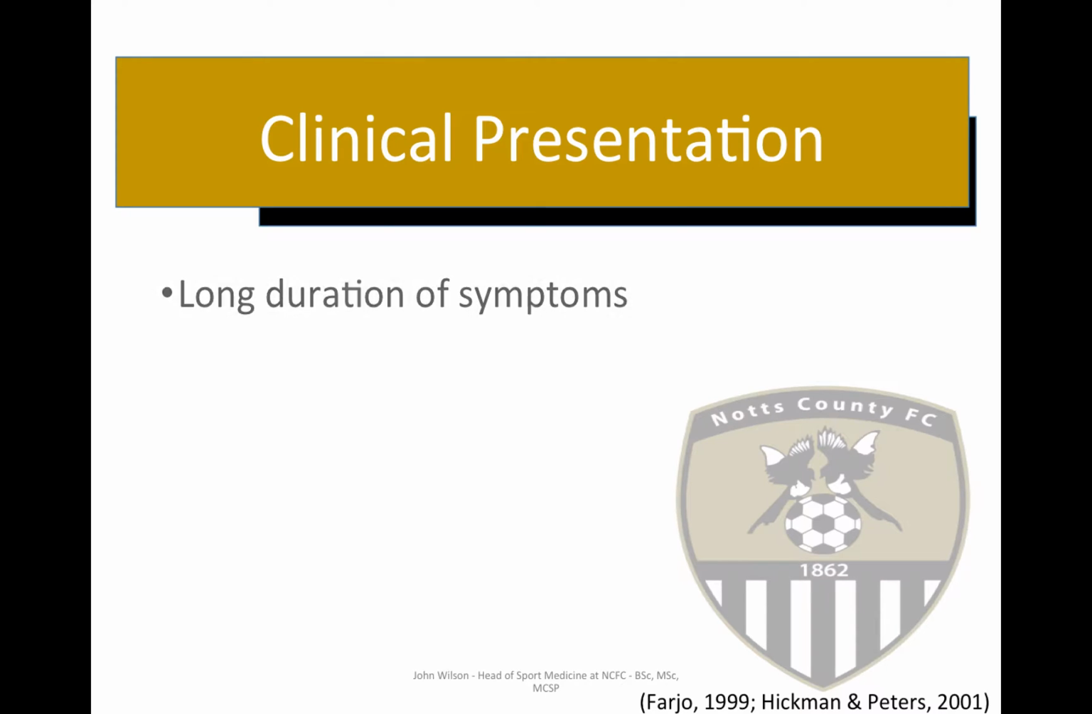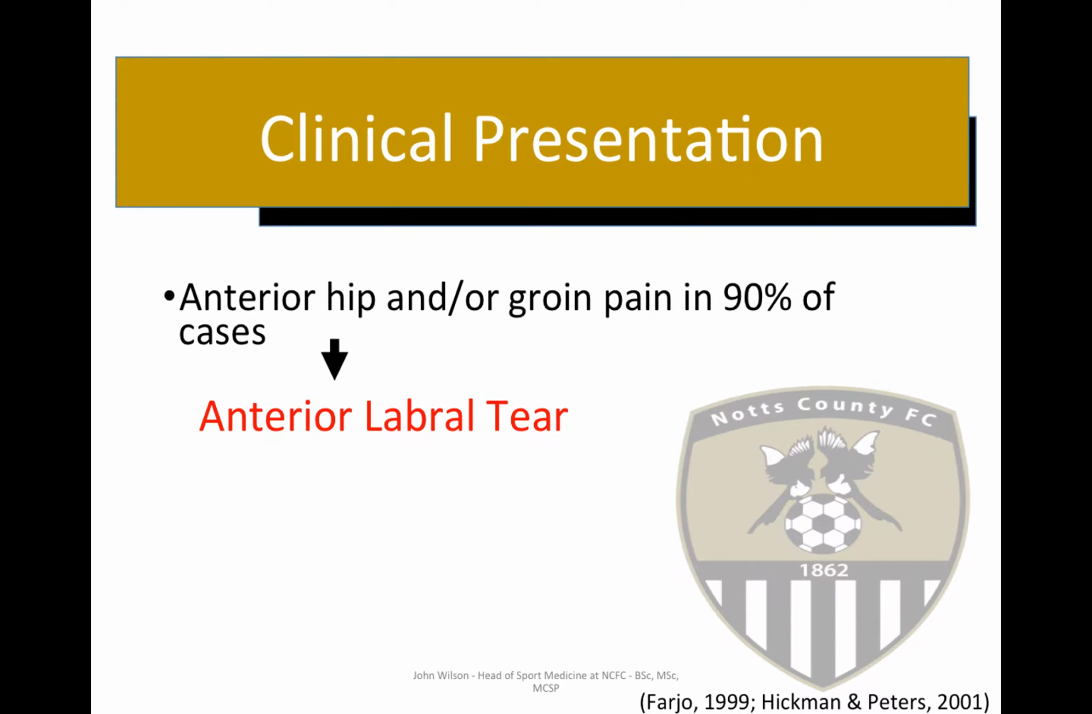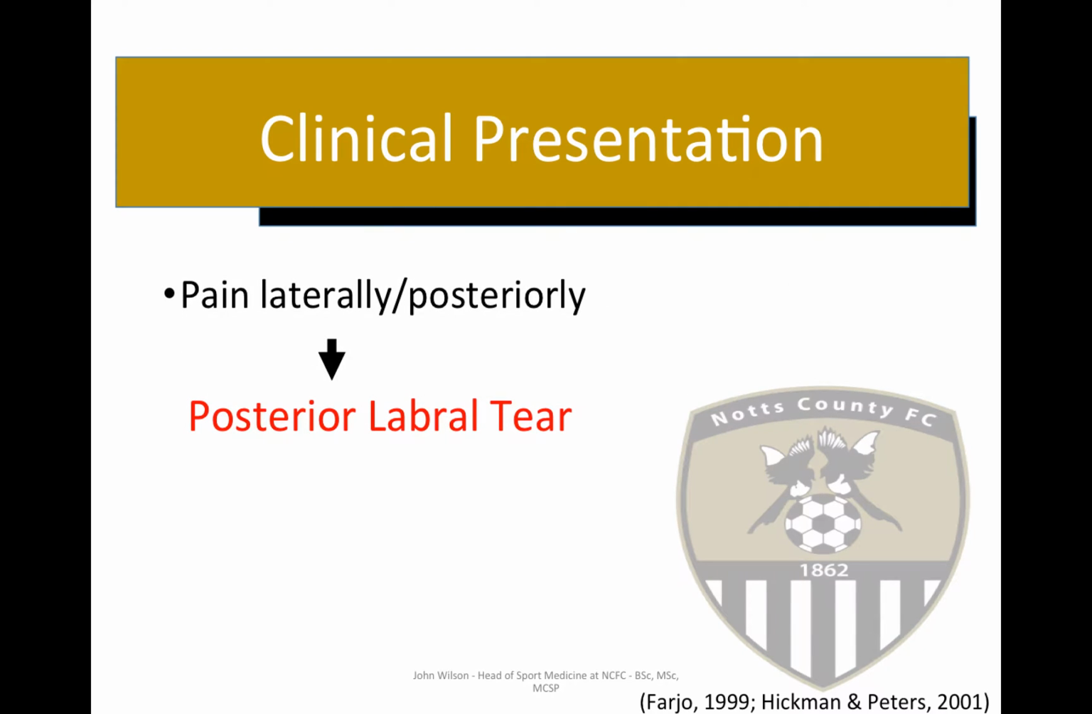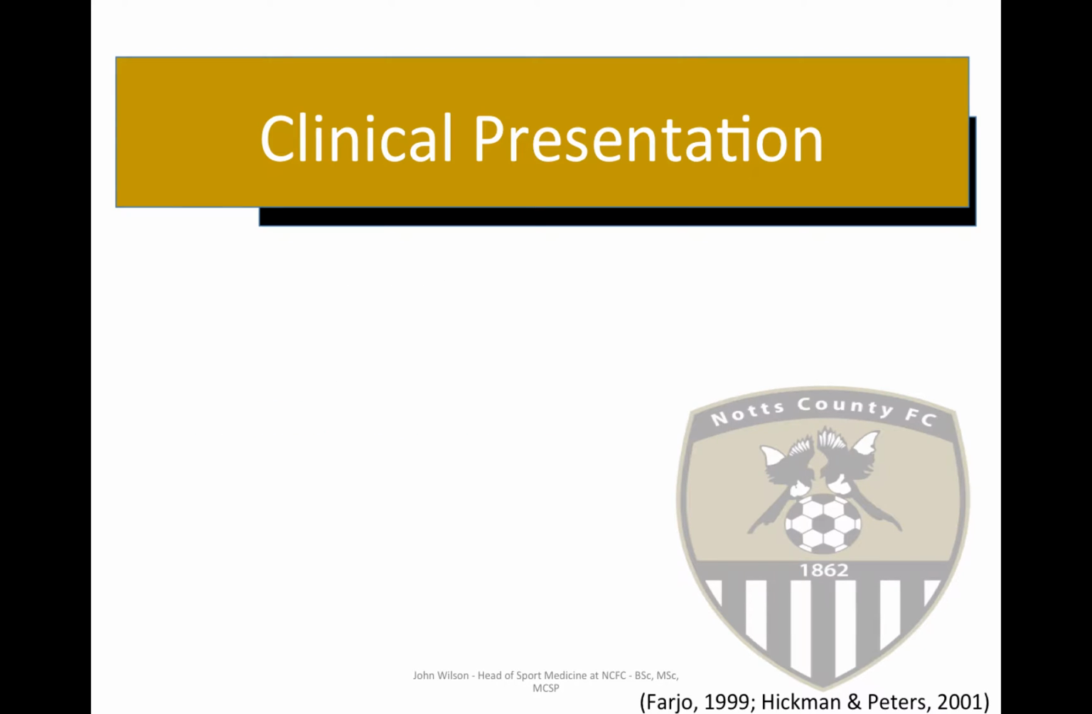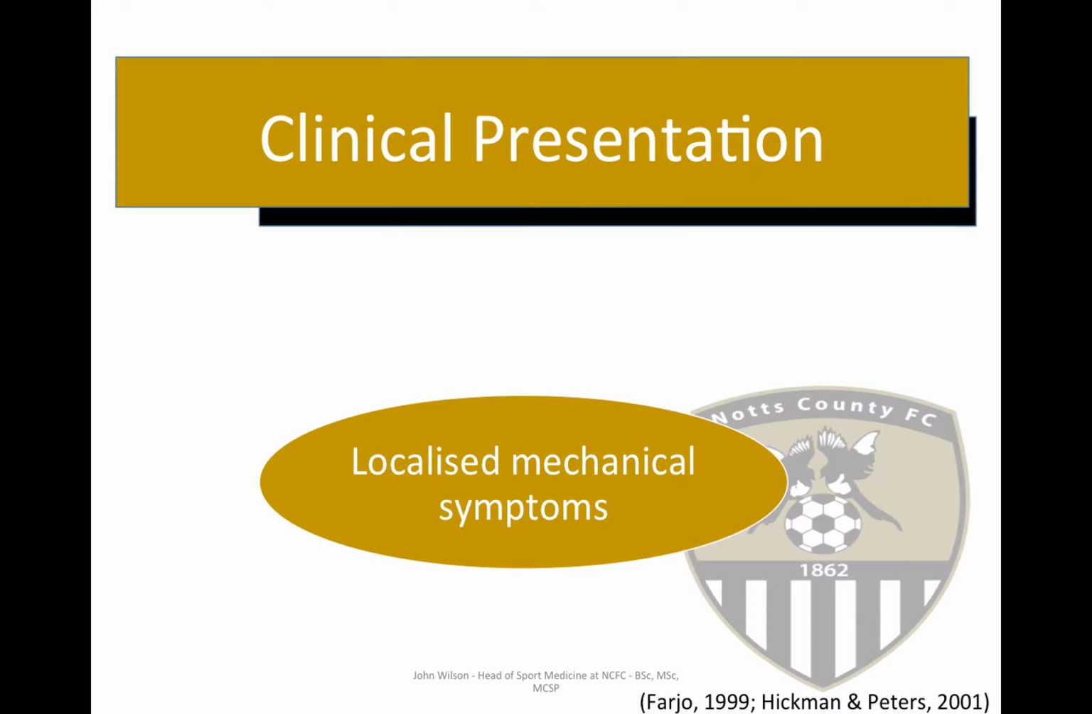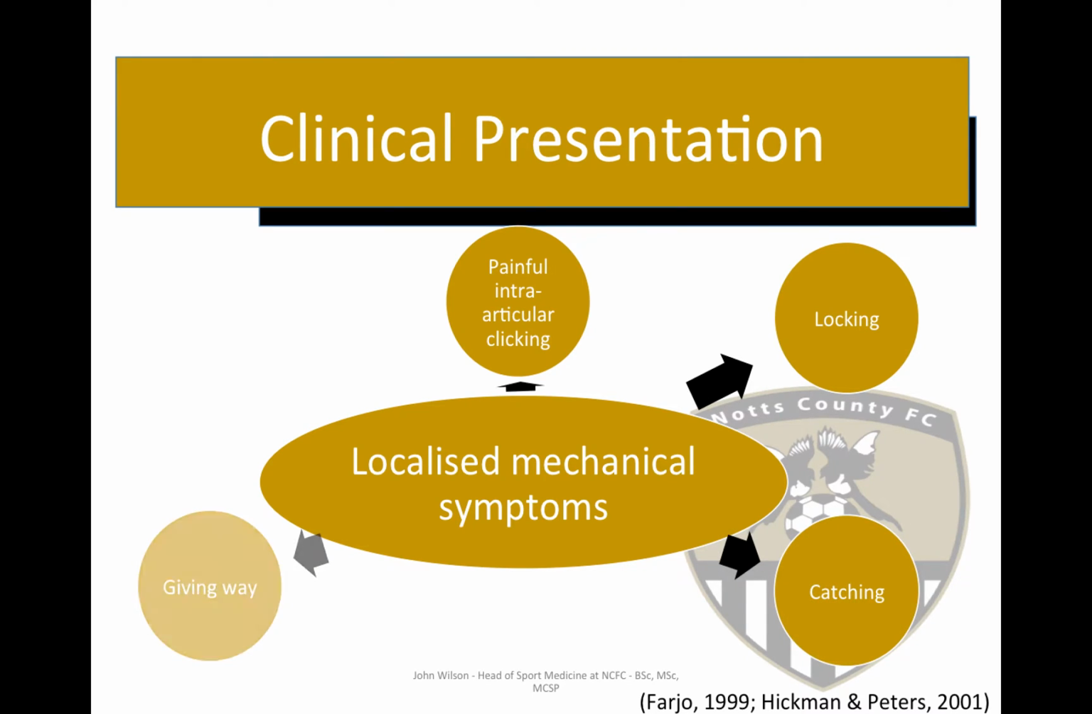In over 90% of cases, the patient will complain of anterior hip and or groin pain, which is associated with an anterior labral tear. Less frequently, the patient may report pain laterally or posteriorly, which can be indicative of a posterior labral tear. Patients may also usually complain of localized mechanical symptoms, such as painful intra-articular clicking, locking, catching, giving way, or guarding of the hip.